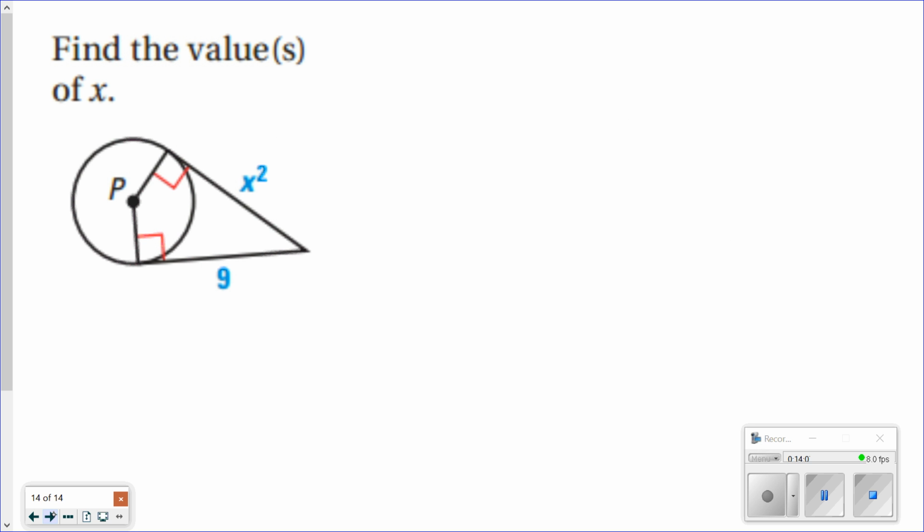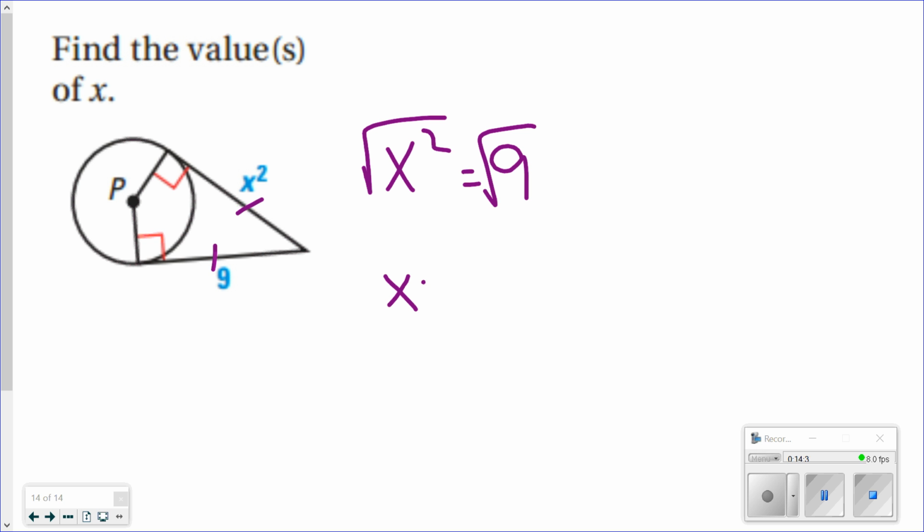In our last problem here, I want to find the value or values of x. I have an ice cream cone problem here. So I know I'm going to set these equal to each other. So x squared is equal to 9. Well, I don't care about x squared. I care about x. So how would I get x by itself? Square root. So what is the square root of 9? Well, we know that x would be equal to 3.